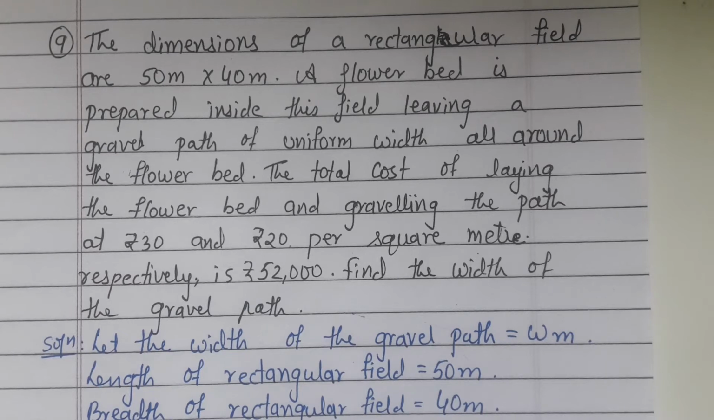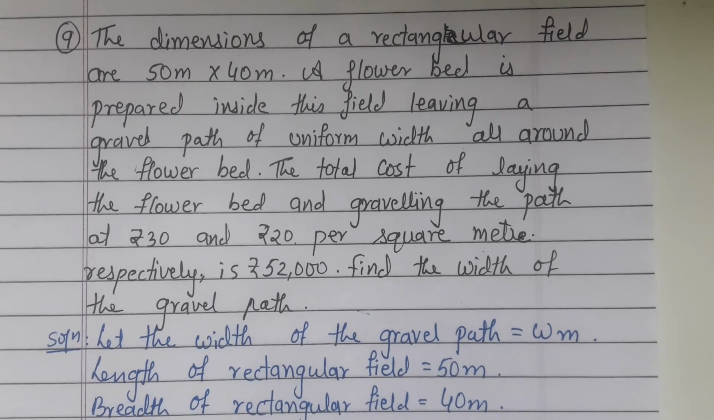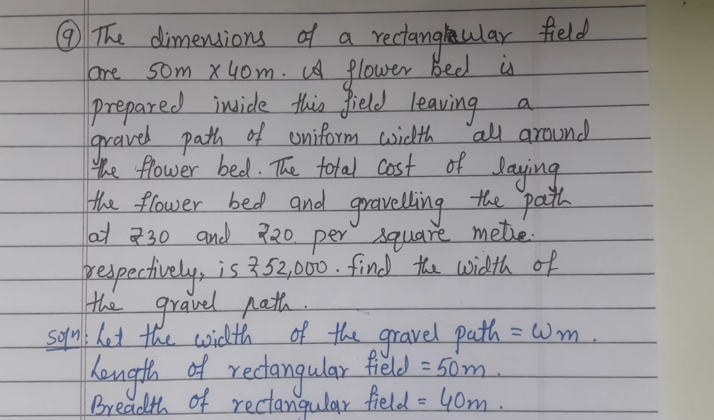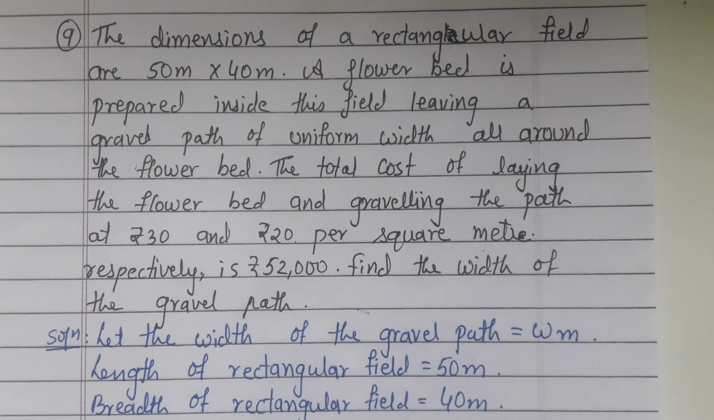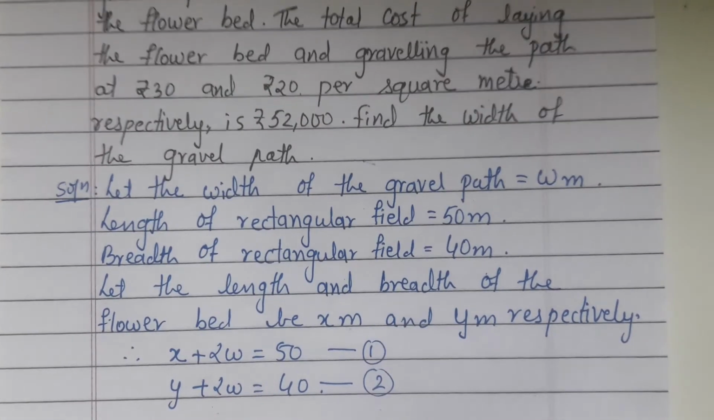Sum number 9. The dimensions of a rectangular field are 50 meter into 40 meter. A flower bed is prepared inside this field, leaving a gravel path of uniform width all around the flower bed. The cost of laying the flower bed and graveling the path at rupees 30 and rupees 20 per square meter respectively is rupees 52,000. Find the width of the gravel path.